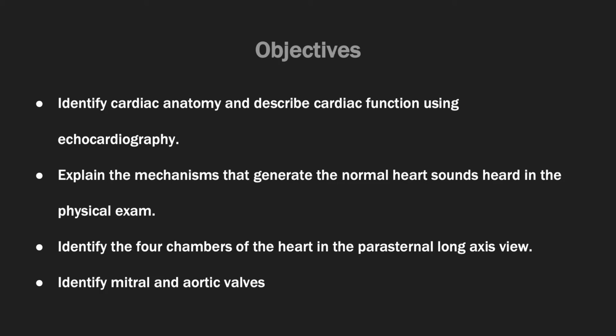So this module is made to introduce first year medical students to echocardiography, or ultrasound of the heart. In this module, we'll be identifying cardiac anatomy using echo. This will include looking at the four chambers of the heart, specifically the apical four-chamber and the parasternal long-axis views, to identify mitral and aortic valves on an echo. We'll also talk about the mechanisms that generate normal heart sounds in the physical exam, as well as describing the blood flow between cardiac chambers.